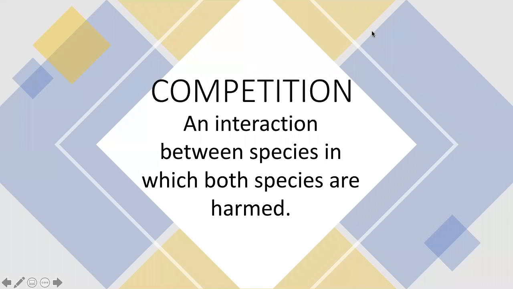Competition is not just seen in sports and school, it's also seen between organisms as well. Competition is defined as an interaction between species in which both species are harmed. This means that competition does not benefit either organism involved. An example of competition could be seen between two organisms fighting over the same food source. Let's take a deeper look into this.